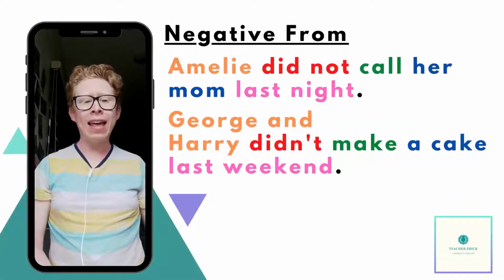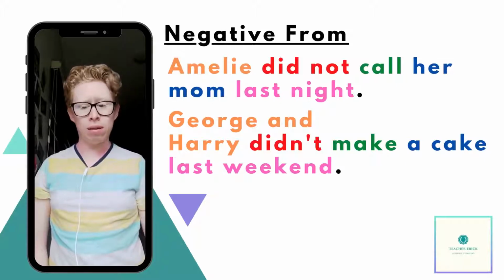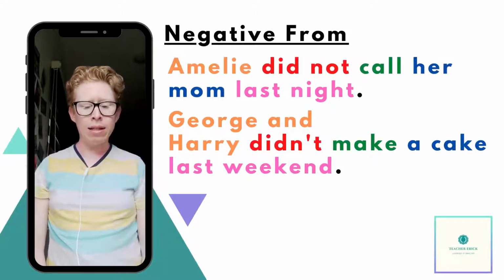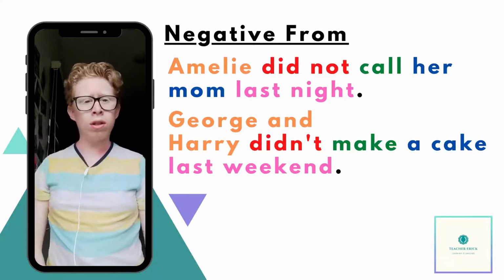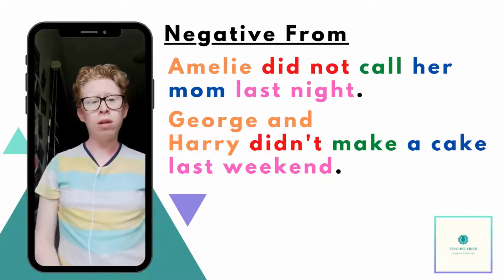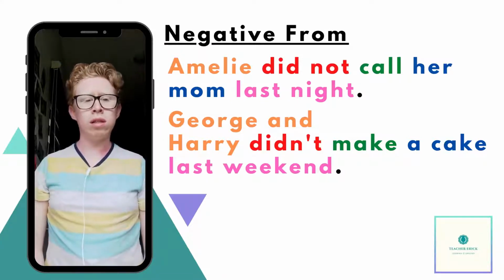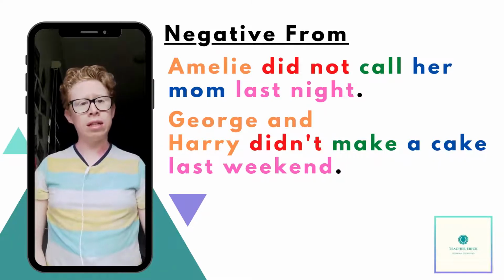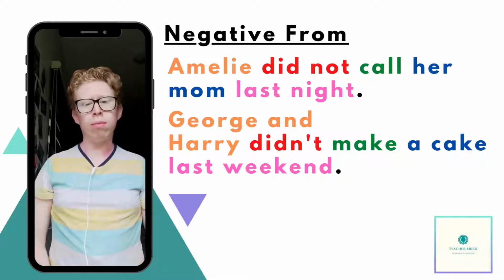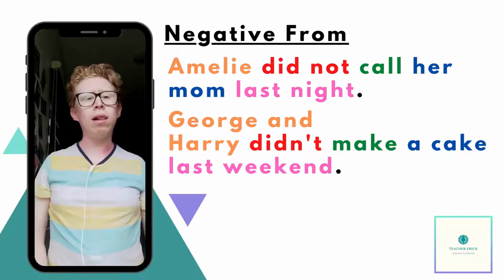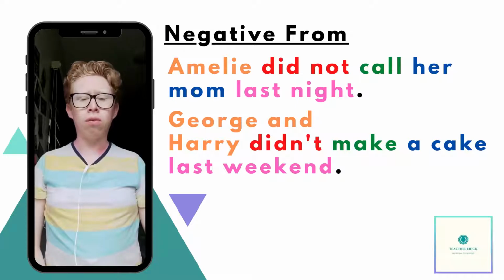Now let's take a look at the negative form of the sentences in the simple past. We have Amelie did not call her mom last night, and George and Harry didn't make a cake last weekend. We have to notice two important things in these two sentences. The first one is that we need the auxiliary to make this sentence negative. We have did not, which is the complete form, and we have didn't, which is the contracted form. Both are correct. Remember that the complete form is formal, the contracted form is informal.